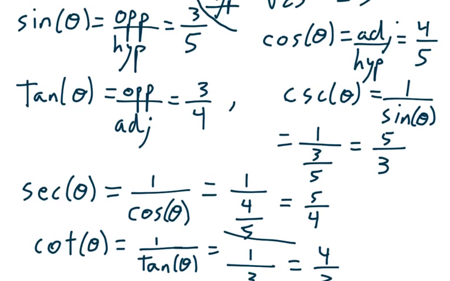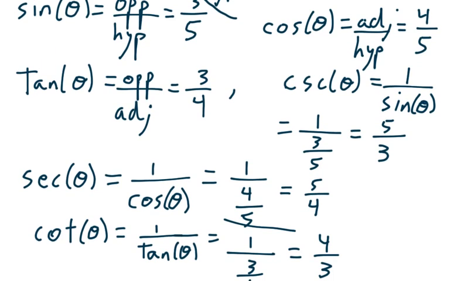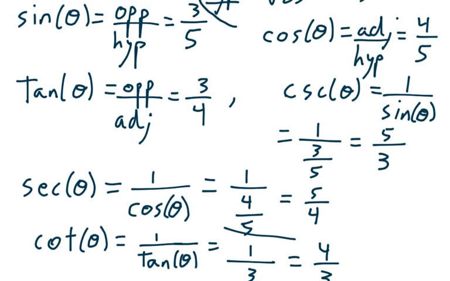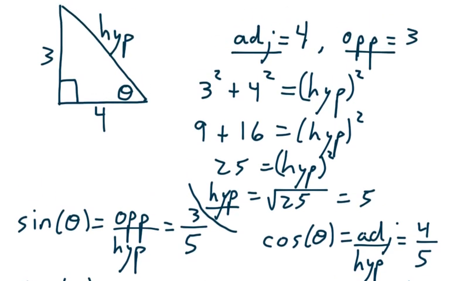We have sine, cosine, tangent. And we have cosecant, secant, and cotangent. And again, notice that we didn't figure out what theta is. But what's nice is we didn't have to. We were able to figure out what sine, cosine, and tangent are, and so on.